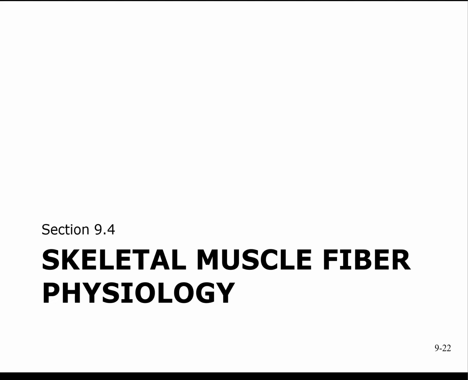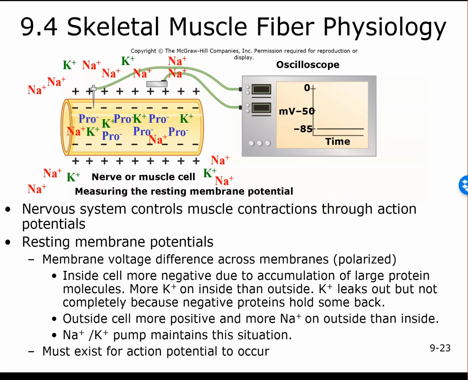Welcome to section 9.4, where we will talk about skeletal muscle fiber physiology. So we know that our nervous system is going to help control our muscle contractions through their action potentials. Just like how our nerve cell had a resting membrane potential, our muscle cell is also going to have a resting membrane potential. And that's going to be the membrane voltage difference across the membranes.